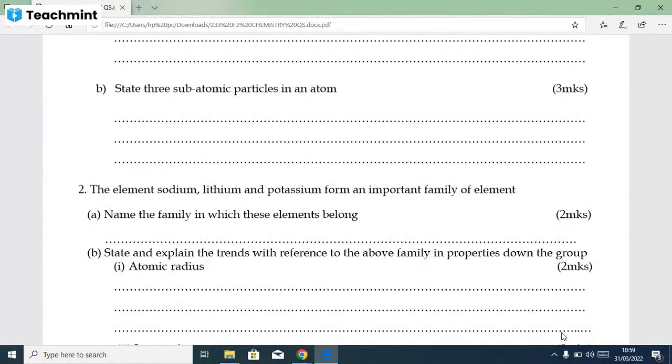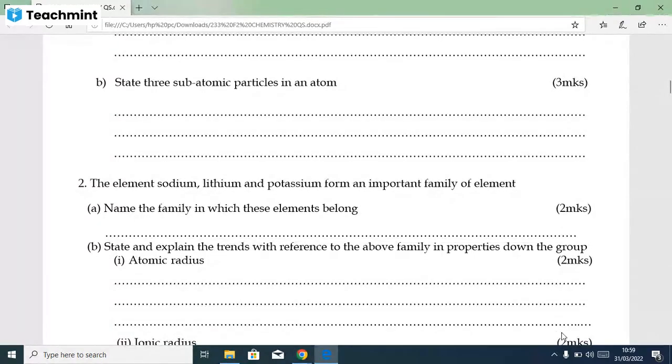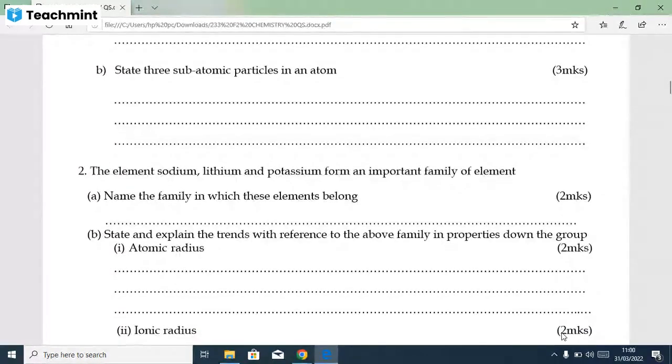The elements sodium, lithium, and potassium form an important family of elements. Name the family in which these elements belong. So we have sodium, lithium, and potassium. Which family do they belong to? The 3 of them, they belong to which group? Okay, they belong to group 1. These are group 1 elements, and the name for group 1 elements is alkali metals.